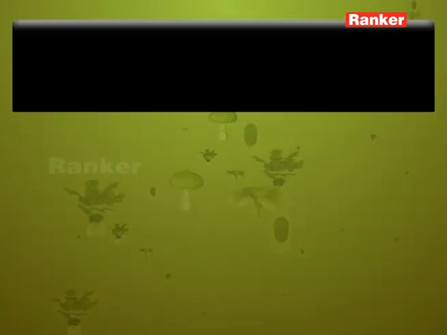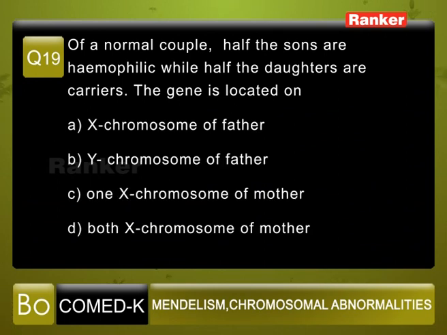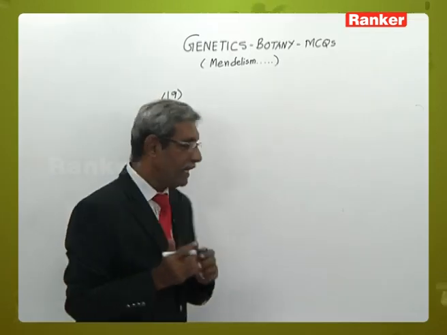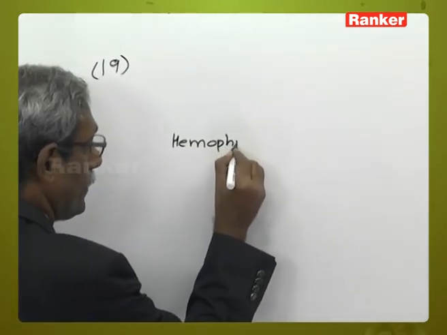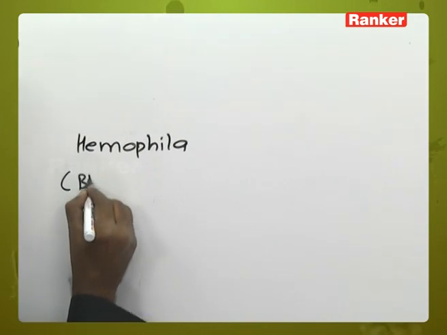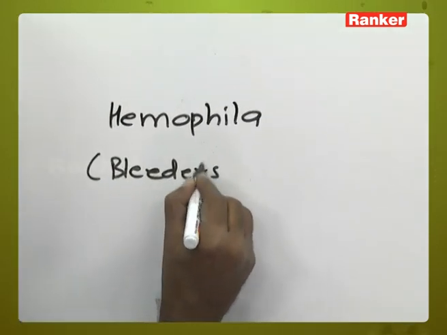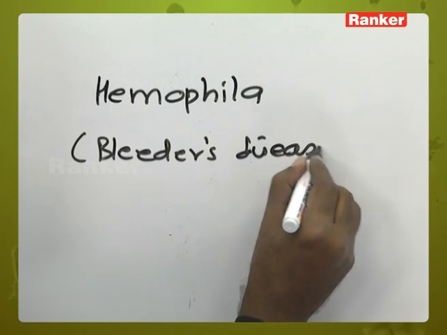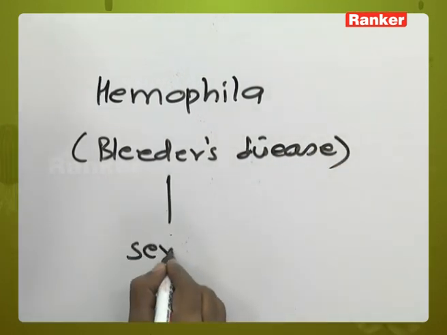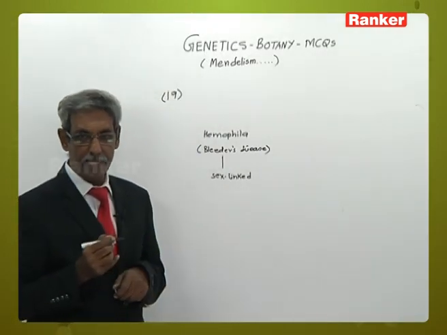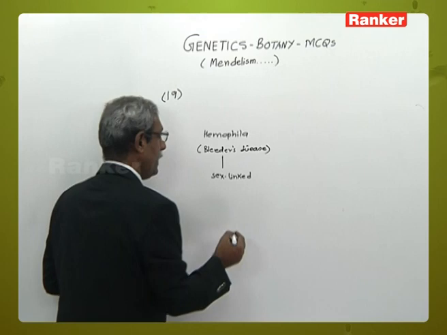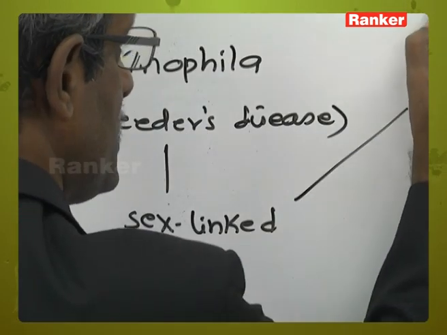The 19th question says, of a normal couple, half the sons are hemophilic while half the daughters are carriers. The gene is located where? Now, as you understand, hemophilia is a bleeder's disease. And hemophilia is sex linked, and normally it is transmitted from the mother.